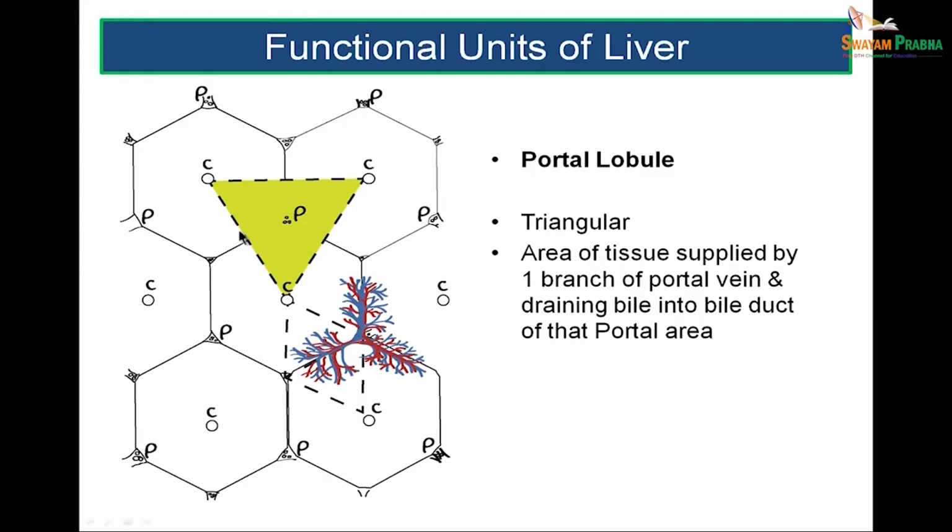The next unit is triangular. It's called the portal lobule, and we draw it by joining the central veins of 3 adjacent hepatic lobules and forming a triangle shaped portal lobule. It is defined as the area of tissue supplied by one branch of the portal vein and draining bile into a bile duct of that portal area.